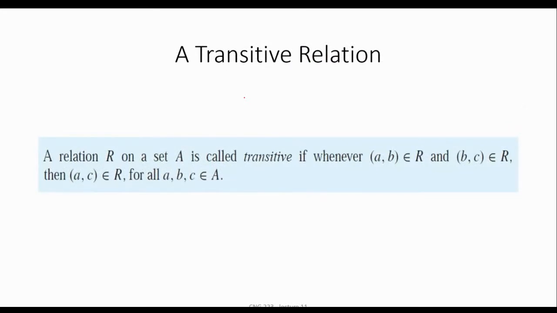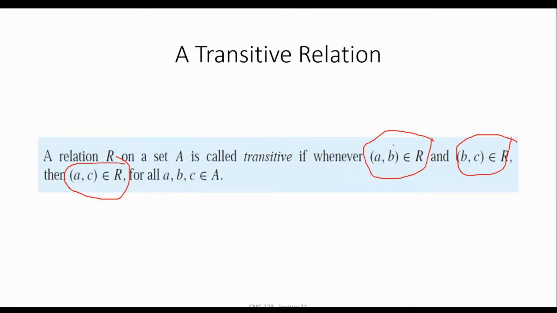Okay, let's go through another topic related to relations. So, transitive relation. What type of relation is that? A relation R on set A is called transitive if whenever the pair AB belongs to R and BC also belongs to R, then AC should also belong to R.